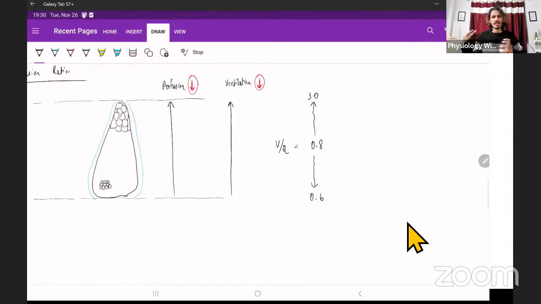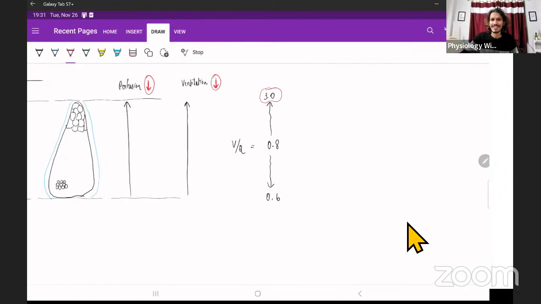Okay, so what your understanding is, although both perfusion and ventilation fall as you go on top, the fall in perfusion is much more than the fall in ventilation. Because of which the ventilation perfusion ratio is much higher, especially at the apex. This is important when you talk about certain clinical scenarios like TB, for example.